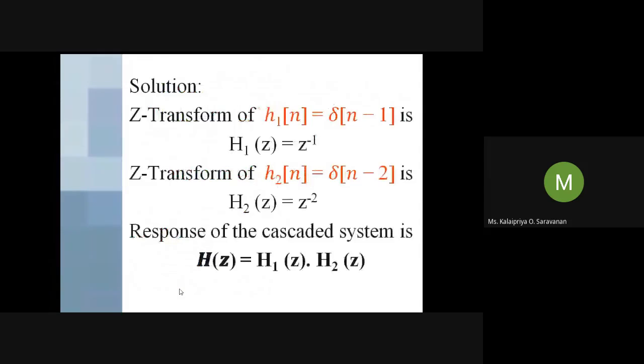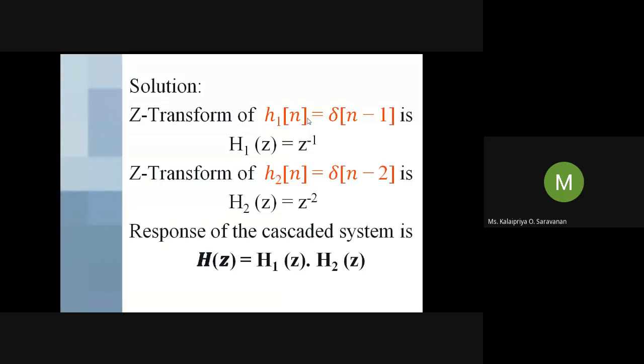So getting into the solution, what we'll have to do is, they have given that these two systems are connected in cascade. If any two systems are connected in cascade, then their transfer functions should be of this format. H of z is equal to h1 of z into h2 of z. So what is h1 of z? H1 of z is the Z transform of h1 of n. H2 of z is the Z transform of h2 of n. So simple. What you'll have to do is h1 of n is given to you, h2 of n is given to you. So from this, calculate h1 of z and h2 of z.